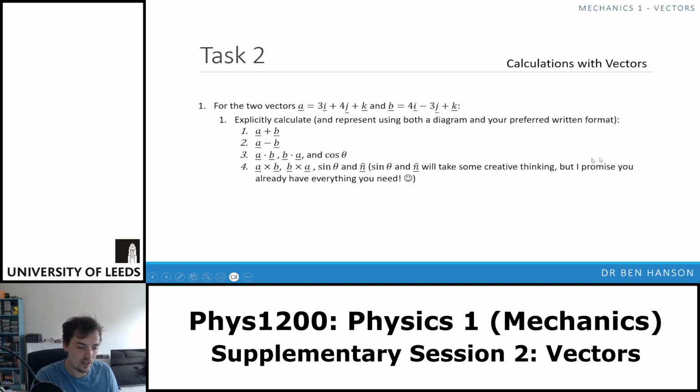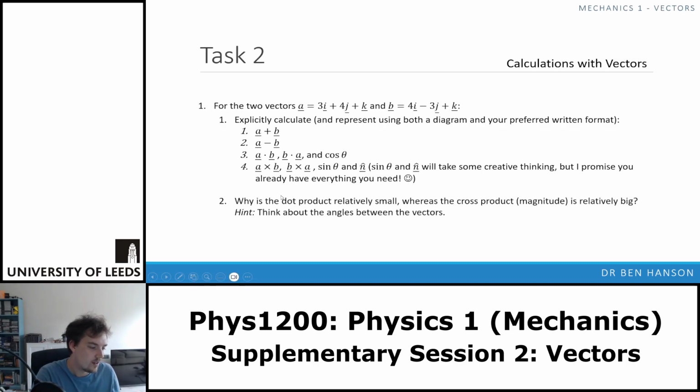They'll take some creative thinking, but you've already got everything you need. So remember before when I said there might be some links between dot products and cross products because of the sine and the cos? Think about that. I'm going to ask you the question then, why is the dot product between these two things relatively small? So I'm giving you a clue, it's relatively small, whereas the magnitude of the cross product is relatively big. Hint, think about the angles.